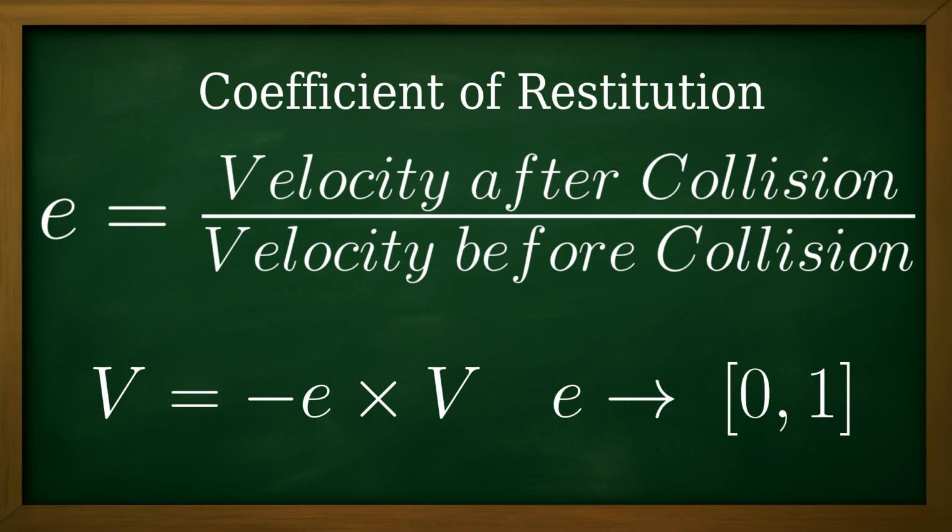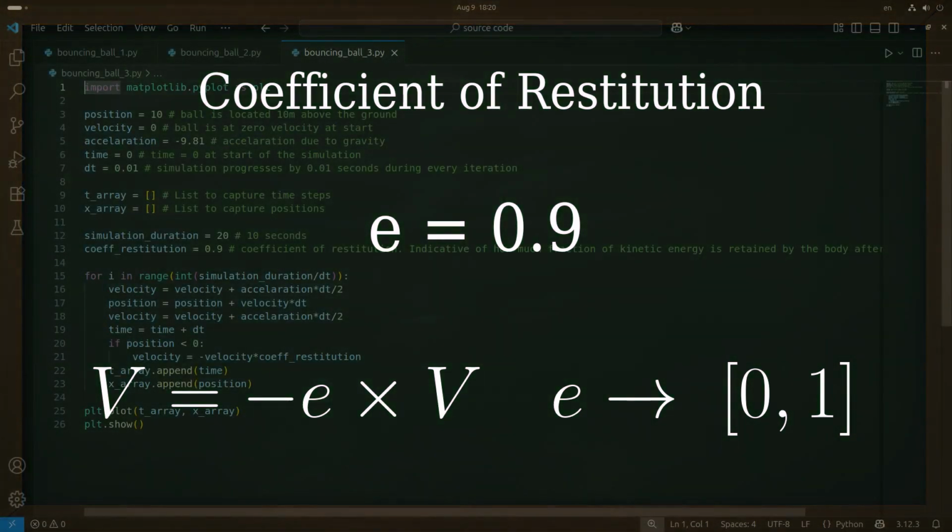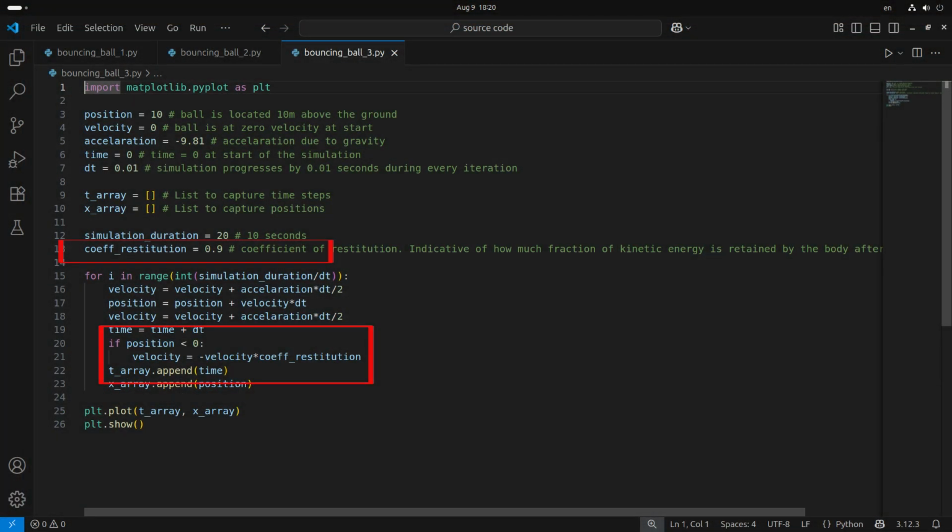0 implies complete energy loss, as if the ball fell into a mud pit without any possible hope of bouncing back. 1 means the ball will bounce back perfectly and continue for infinite time. Here, we can take the factor to be 0.9, which will give us a reasonable approximation of a bouncy ball. Now, with the changes made, let's run our simulation again and see what happens.